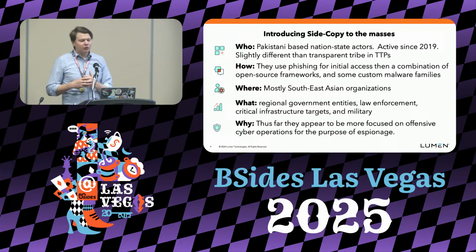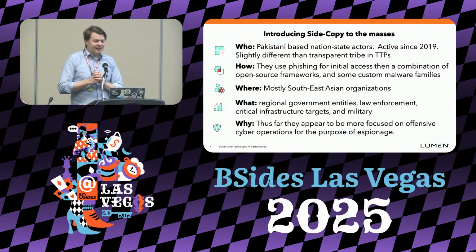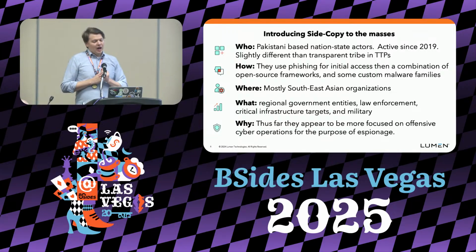Because they are more of a regional actor, they have a regional focus in Southeast Asian organizations. So again, think of places like India, there's a little bit in Nepal, Jordan, Iran, kind of that area of the world. They are known for targeting things like government entities, law enforcement, critical infrastructure, military entities. And thus far, we have seen a lot of focus on offensive operations for the purposes of espionage, but there were a couple things in there that just made me kind of pause for a little bit that we'll get into in a minute.